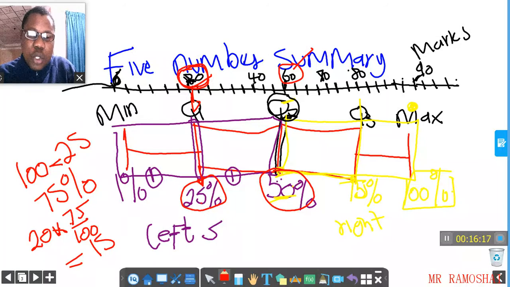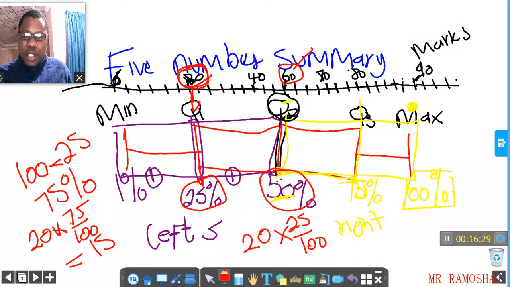Then what about learners that got less than 30 marks? We're going to say 20 multiply by 25 over 100. So definitely they are 5, I think. 20 multiply by 25 over 100. So they are 5 learners in terms of numbers, but in terms of percentages, we can see that 25% of the learners got less than 30 marks, and 75% of the whole class that wrote the test got above 30 marks. Let's go to this one.